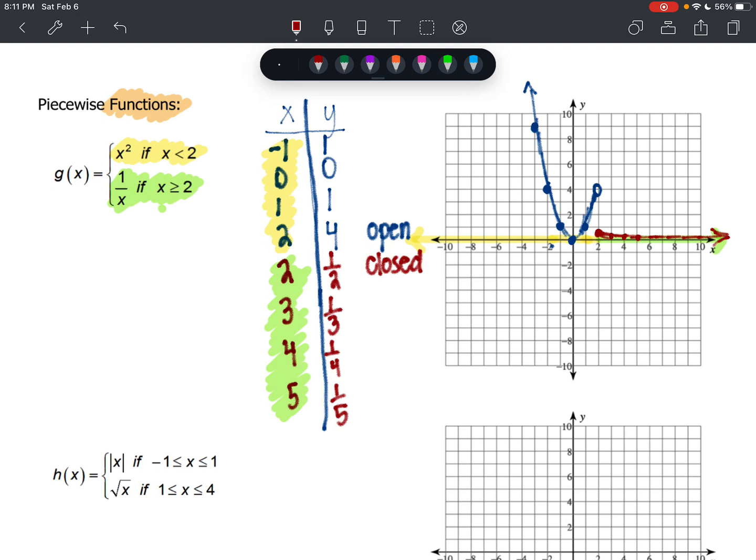And that is a piecewise function. And you can see that it does pass the vertical line test. It's a pretty nice, other than the 1 over x graph, it's a pretty nice piecewise function.